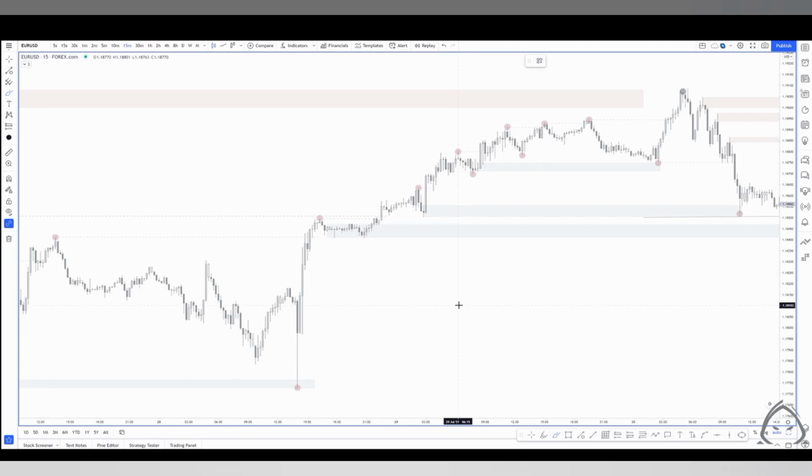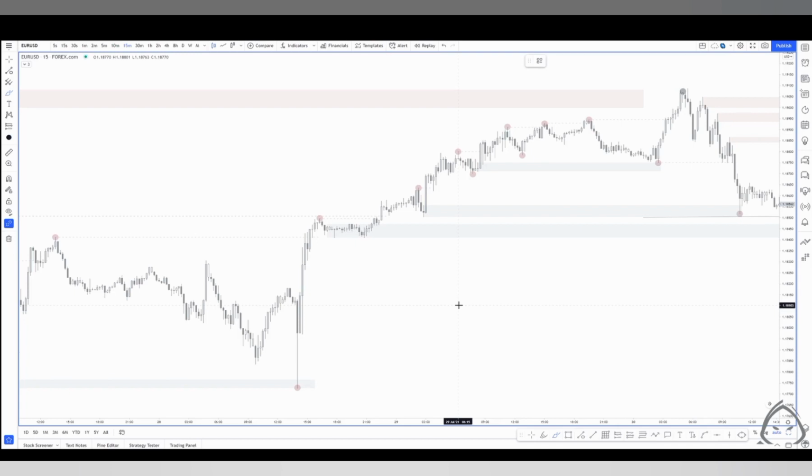If we're looking at the combination of these probability increasers, in order of succession, number one would be a break of structure. More often than not, we're going to see a break of structure. Number two would be a sweep of liquidity. And then number three would be the mitigation.